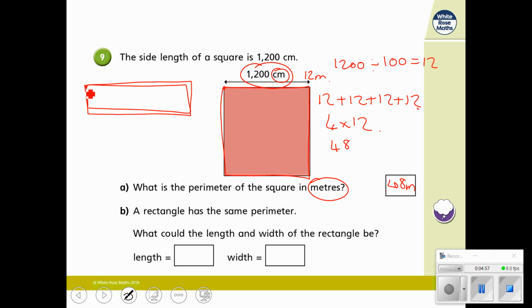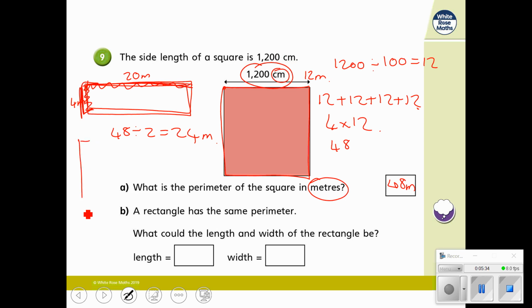And because we know about the properties of a rectangle and that the opposite sides are of equal length, we know that this length here and this length here are half of the total perimeter. So if our total perimeter is 48, 48 divided by 2 is 24. So this horizontal length and this vertical length must equal 24 meters. So let's say if this is 20 meters, this must be 4 meters. And then I would have 20 add 20, which is 40, and 4 add 4, which is 8, so 48 meters.